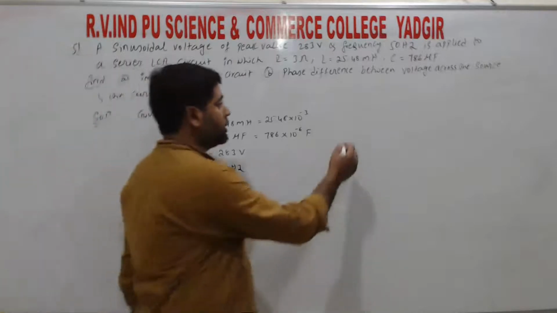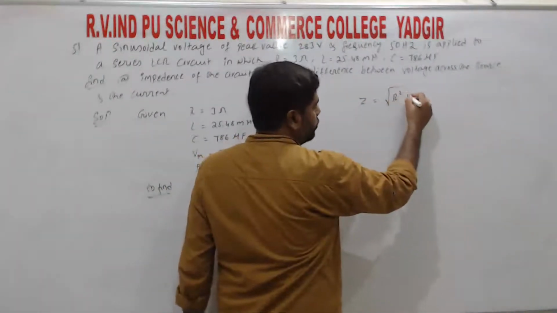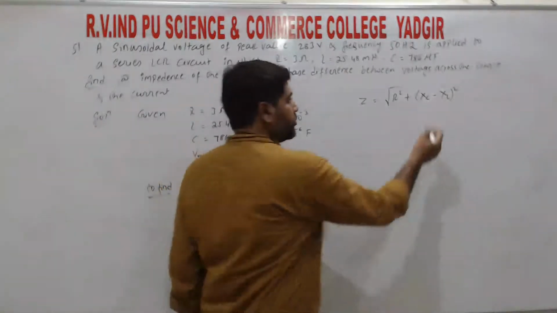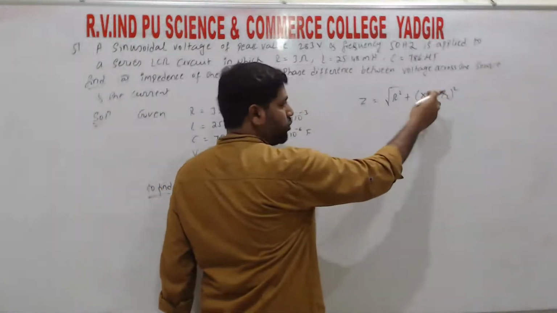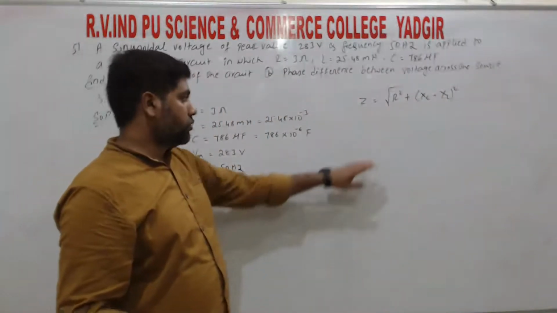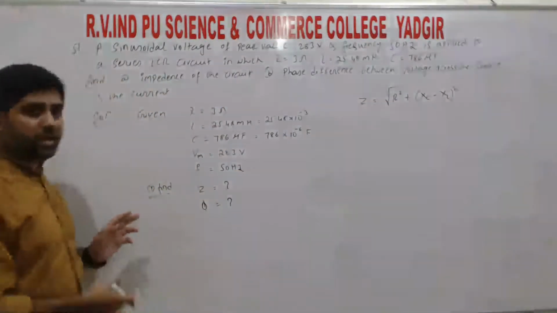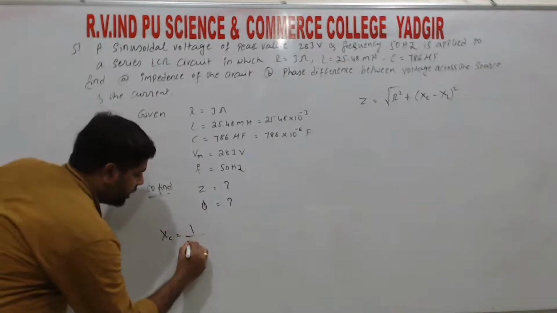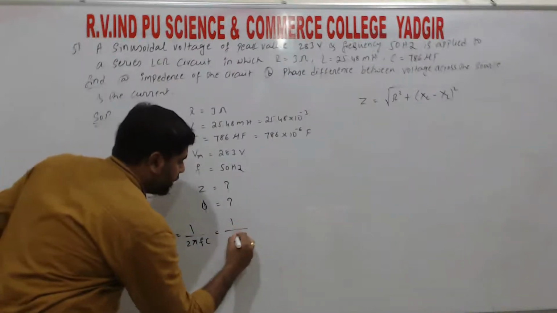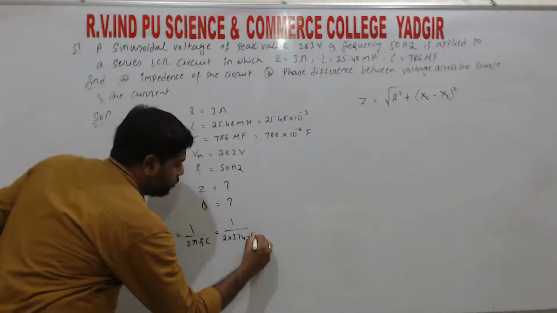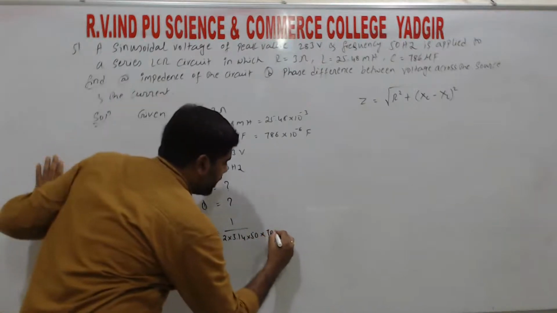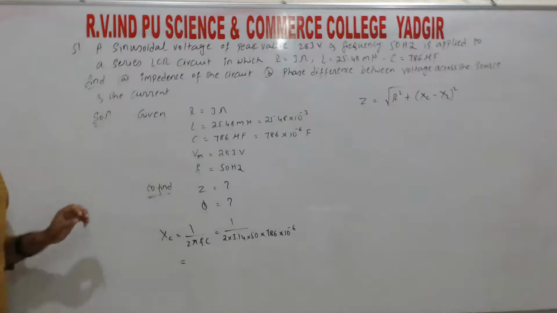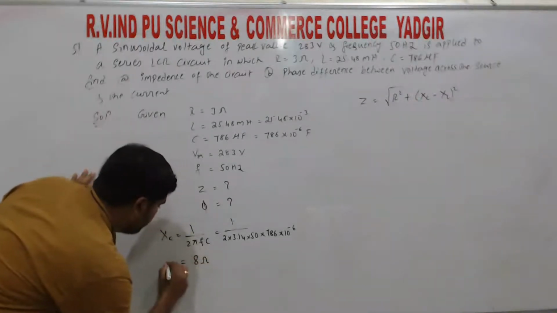So what is the formula for impedance? Z is equal to again under square root of R square plus XC minus XL whole square, right? Sometimes we write it as difference of. So we write XL minus XC or XC minus XL. To find this we need XC and XL. So first we need to find the value of XC and XL, right? So XC is equals to 1 divided by 2 pi FC, right? So 1 divided by 2 into 3.14 into 50 into 786 into 10 to the power of minus 6, right?